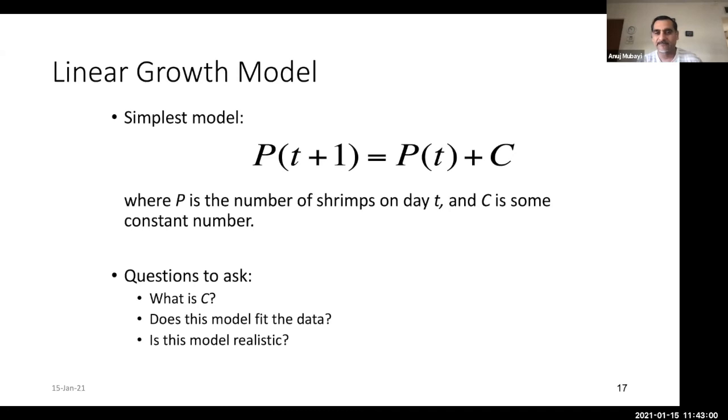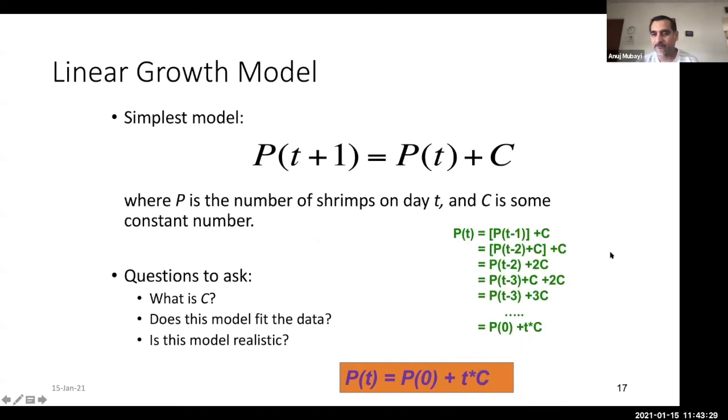Well, we can build a simple model which says that every day he's adding a constant number, roughly speaking. C is a constant number of addition, and we can model it with this simple equation. We can solve this equation. How do we solve it? P_t will be P_{t-1} plus the constant. I can substitute, so this is the solution of this equation.